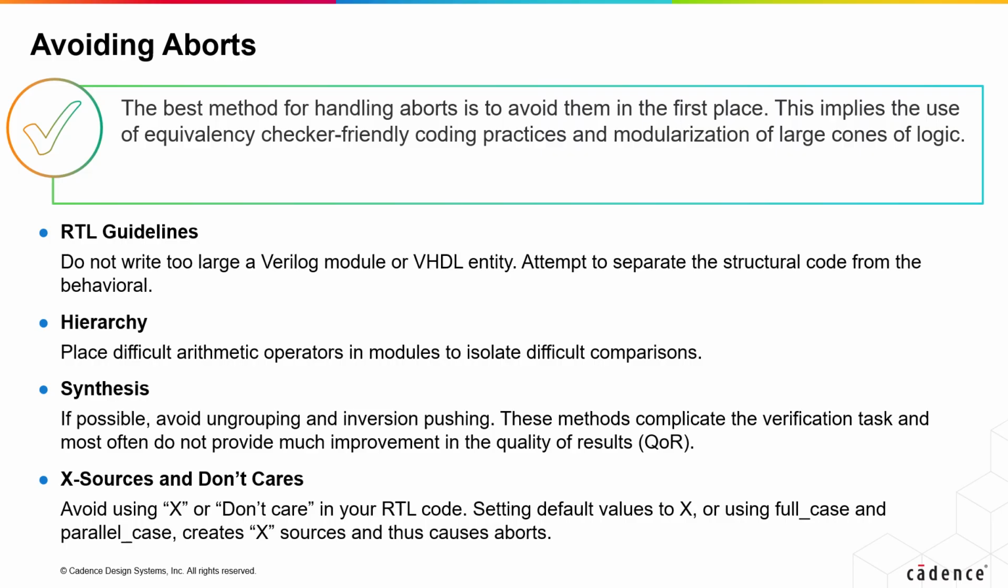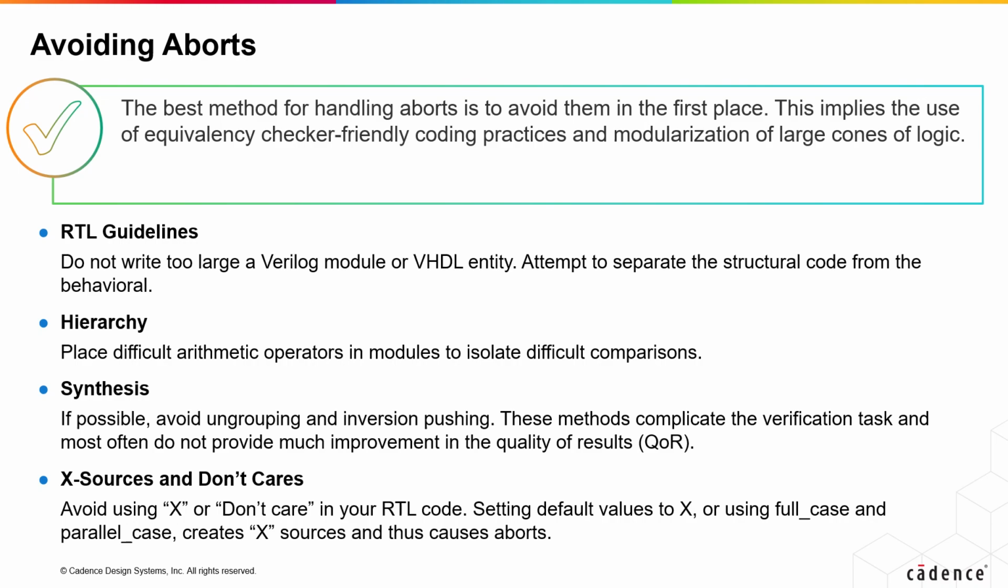When you write your RTL, it would be helpful for equivalence checking to always think of these guidelines, mainly to avoid aborts. First, do not write too large a Verilog module. Keeping it small will help with the comparison. The same is true with creating hierarchies, they make the comparison easier. In situations with difficult arithmetic operations, it will help isolate your aborts.